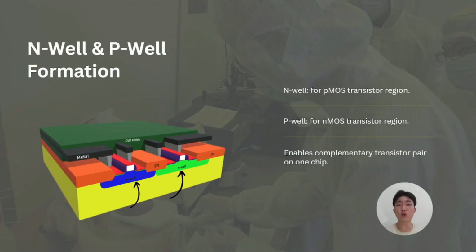Next, we define the N-well and P-well regions. Through a process called doping, we implant impurities to change the conductivity of specific regions. The N-well is where we will build the PMOS transistor, while the P-well is for the NMOS transistor. This step allows both transistor types to exist side by side. This complementary structure allows CMOS to achieve low power consumption while maintaining high performance.